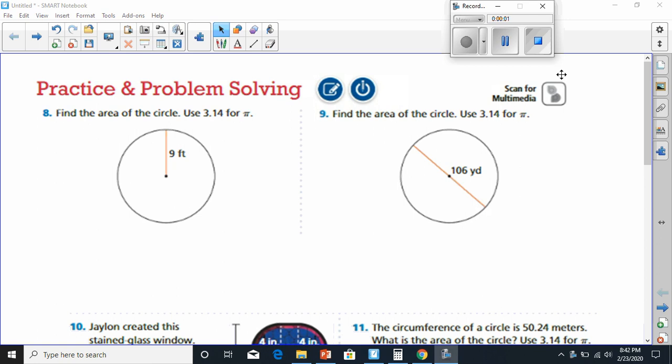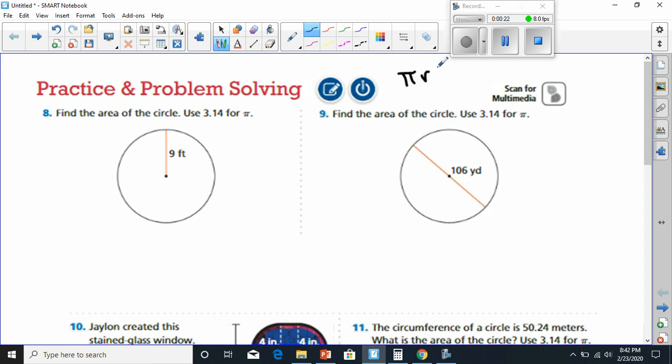Today we're going to be doing solve problems involving the area of a circle. I'm going to do the even ones today since we're starting with 8. So let's begin. Find the area of the circle using 3.14 for pi. Remember, the area of a circle's formula is pi r squared. That's going to equal the area of a circle.